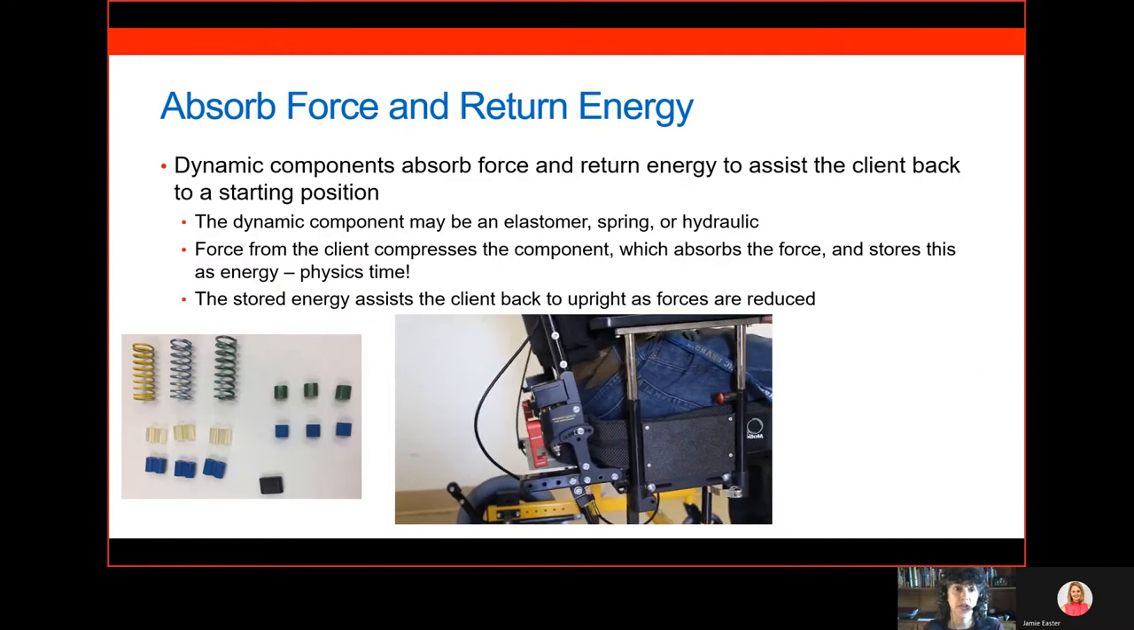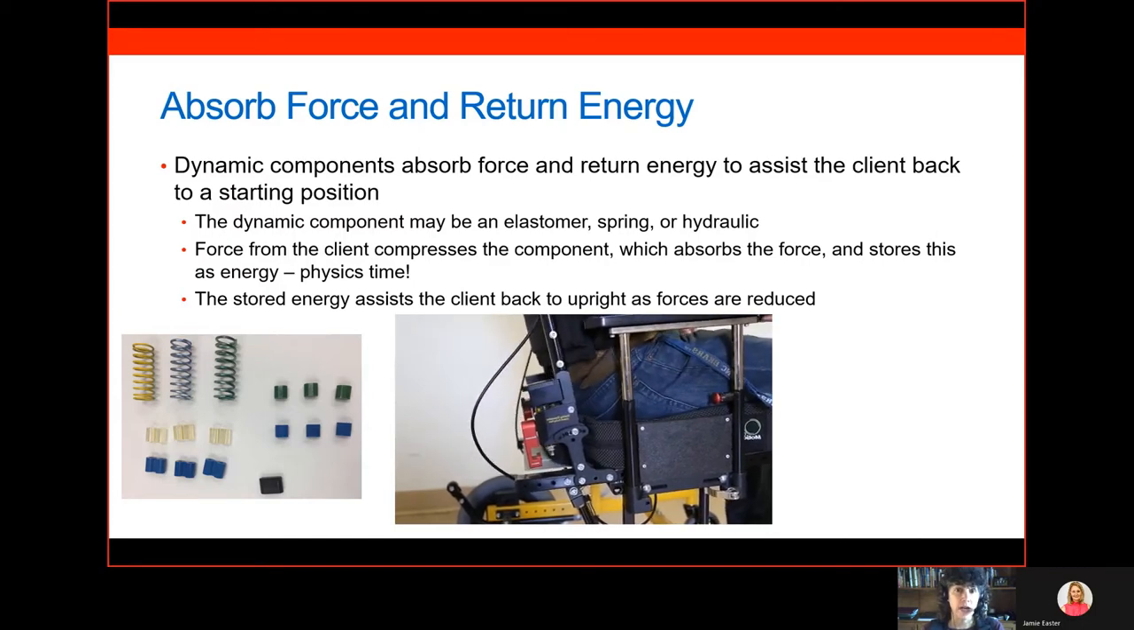The dynamic component then absorbs these forces that are exerted by the client, and that energy is stored within the component and assists the client back to upright. Again, this is part of our definition. So the dynamic component may be an elastomer, a spring, a hydraulic. These are the three most common mechanisms used in dynamic seating. And again, the force from the client actually compresses the elastomer, the spring, or the hydraulic. It absorbs that force, stores that energy, kind of gets back to physics, and then that stored energy helps the client to return to their upright and neutral position as the forces are reduced.